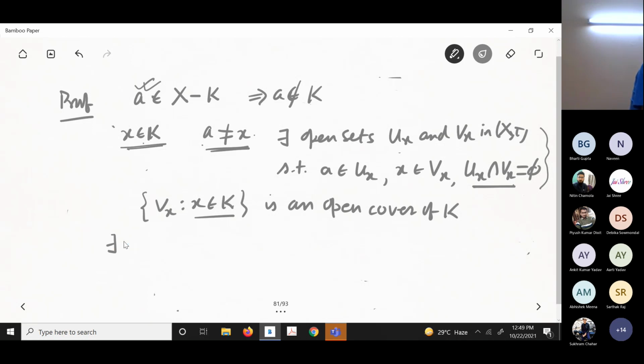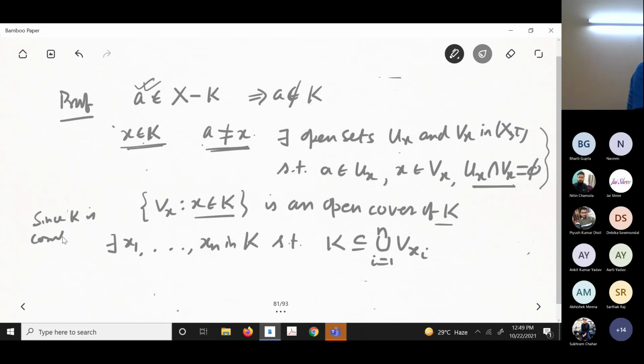So that means there exist x1, ..., xn in K such that K is contained in the union of these. K is a compact set; I am also using K as an index set. Since K is compact, it will have a finite subcover. That I have not written. So you can write: since K is compact, there exist finitely many points.